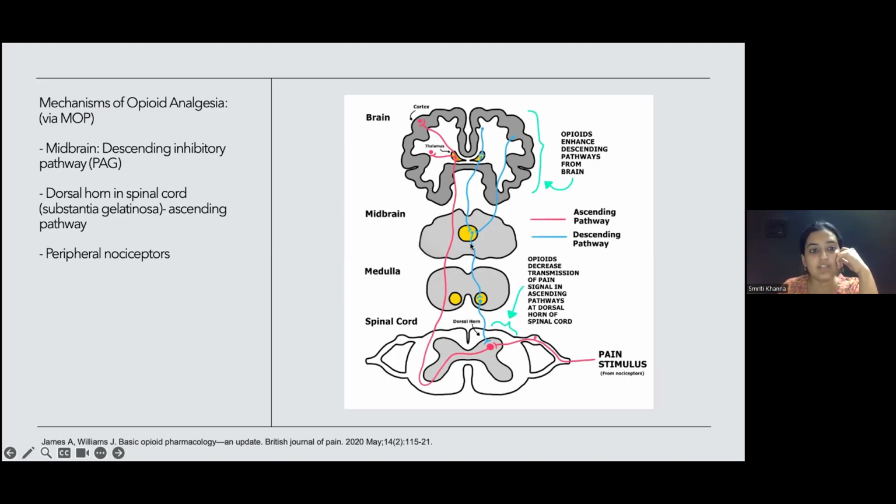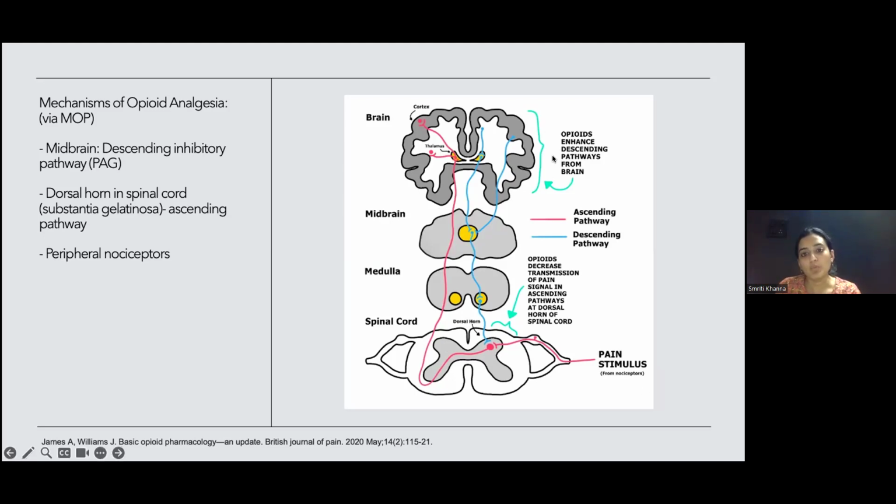The dorsal horn in the spinal cord has the substantia gelatinosa. The substantia gelatinosa is basically the area where the first order neuron, the second order neuron, and also the interneurons act. It's where the first order neuron will secrete the substance P, which will then go up in the ascending pathway.